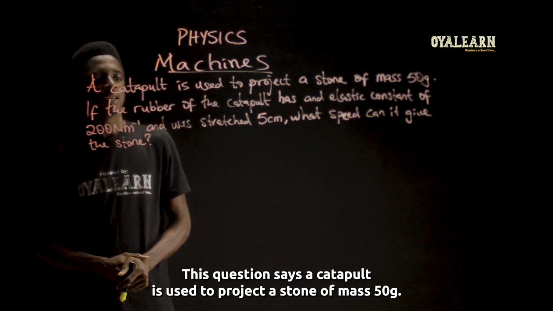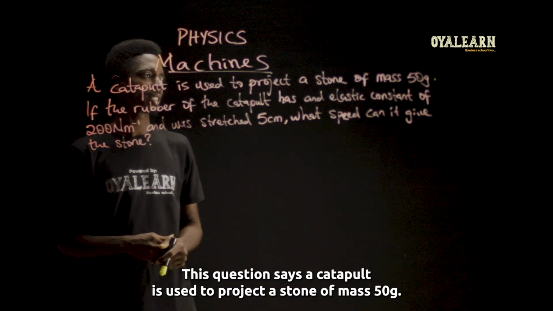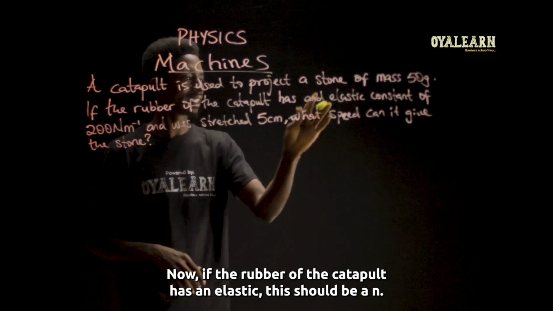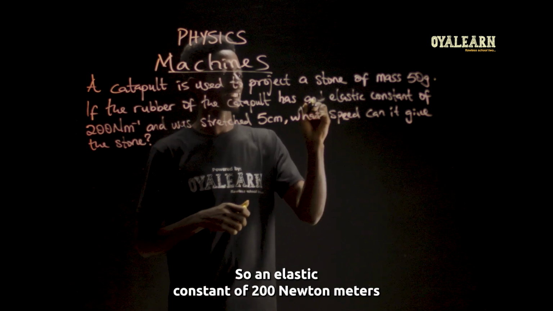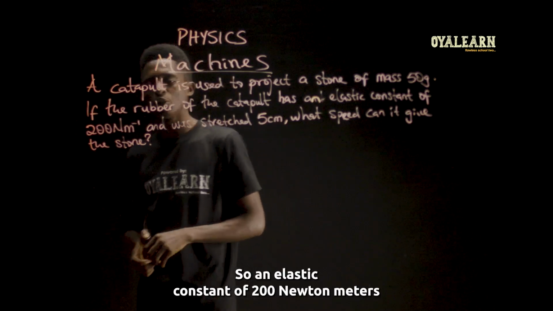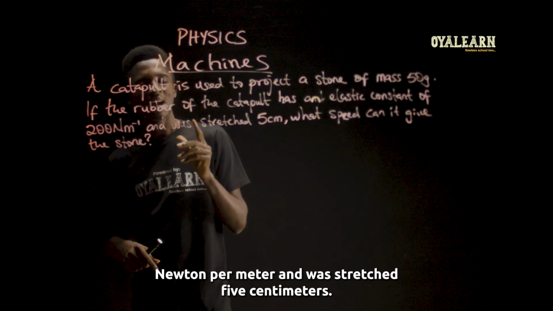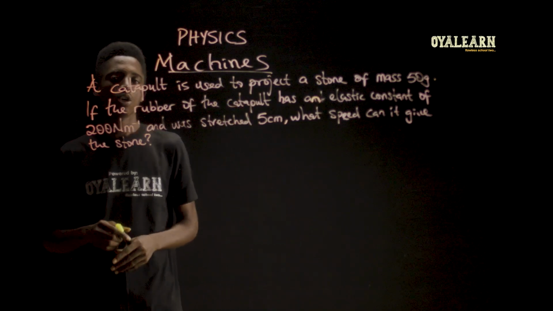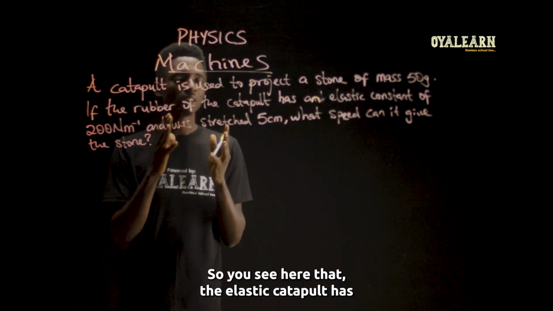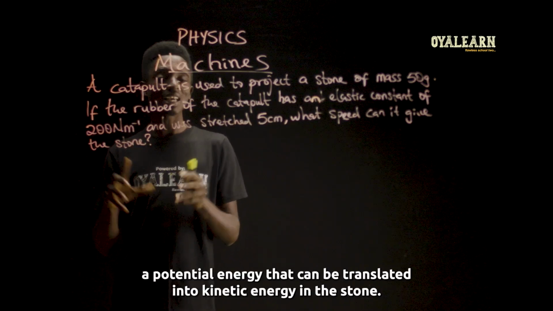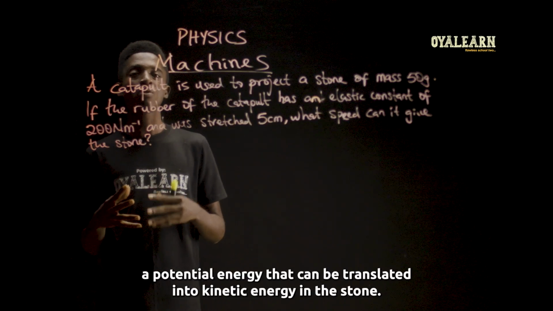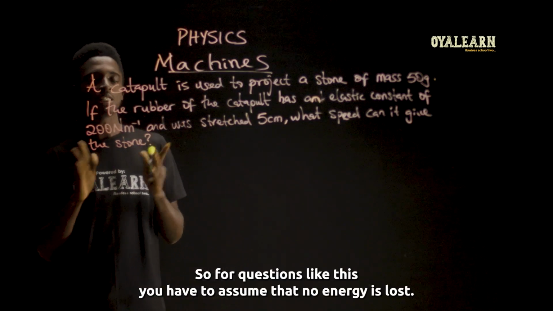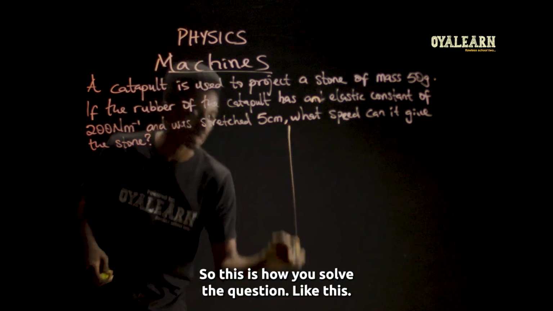This question says, a catapult is used to project a stone of mass 50 grams. Now, if the rubber of the catapult has an elastic, this should be AN, so an elastic constant of 200 Newton per meter, and was stretched 5 centimeters. What speed can it give the stone? So you see here that the elastic catapult has a potential energy that can be translated into kinetic energy in the stone. So for questions like this, you have to assume that no energy is lost. So this is how you solve a question like this.